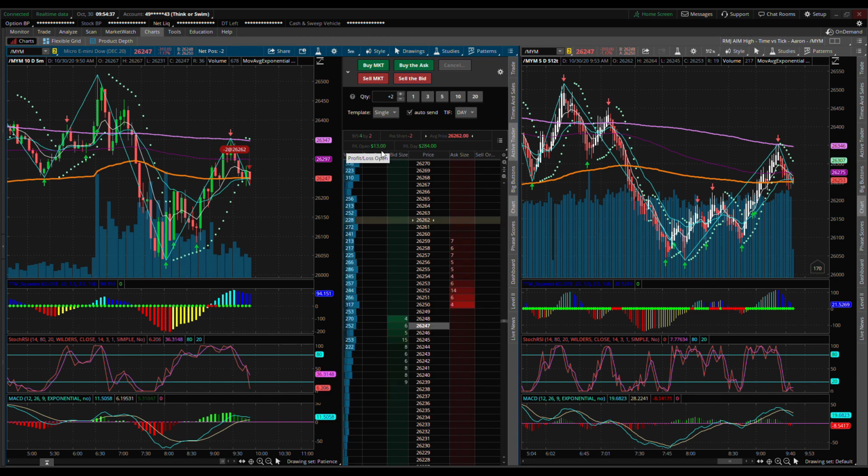Now that I'm above 10, normally what I do is start an OCO, one cancels the other order. That way I can limit my losses. I set up my stop loss on the top and then take my profit on the other end of it. So we will set that up.